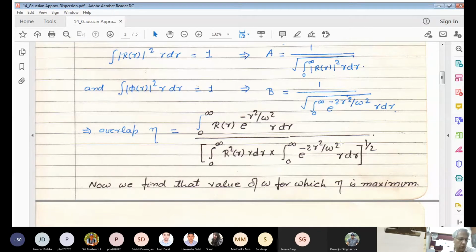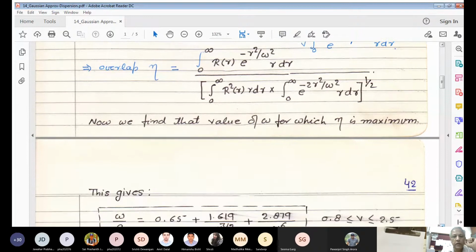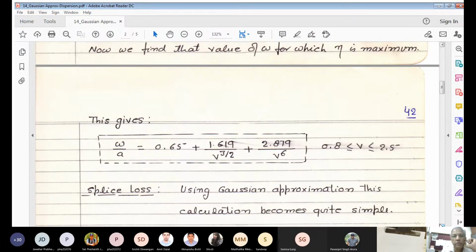Do you understand how we find the Gaussian approximation? If you do that, people have given empirical relations for the Gaussian spot size. The spot size of the best Gaussian function which represents the fundamental mode of a step index optical fiber is given by this equation. This is an empirical formula, but it gives a very, very good estimate when V lies between 0.8 and 2.5.